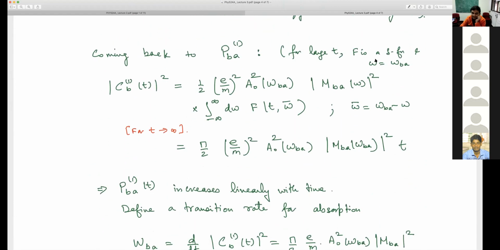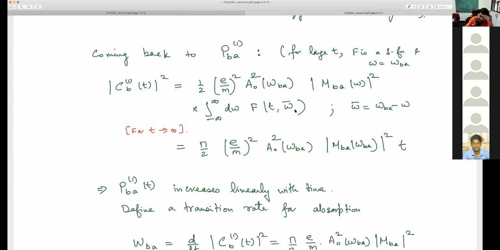So if this is a delta function, then I can do the omega integral easily by putting all the omega dependencies into omega_BA. That's all I have done there. And then I can write it as half of (e by m) whole square A_0 square omega_BA, times this optical matrix element square, times this function now. So the only integral that remains is the integral from minus infinity to infinity d omega f of t, omega_bar.